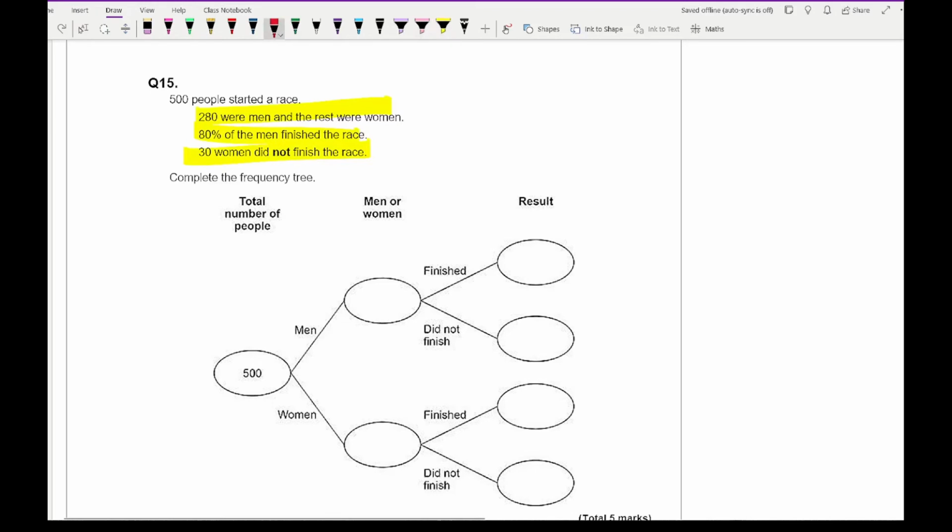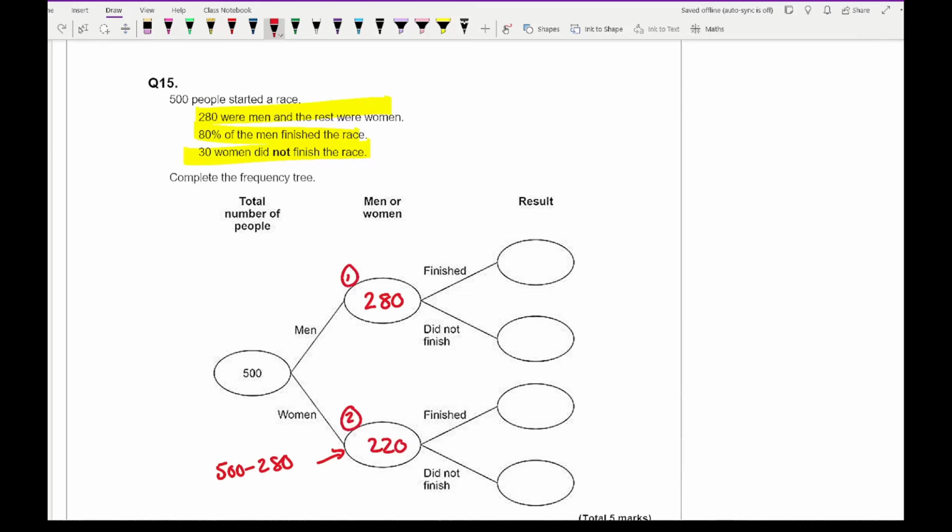So looking at the first one, we know that there are 280 men and the rest were women. So this is going to be 280, and I can fill in this bar by doing 500 minus 280, which gives me an answer of 220. So let me just write that one first.